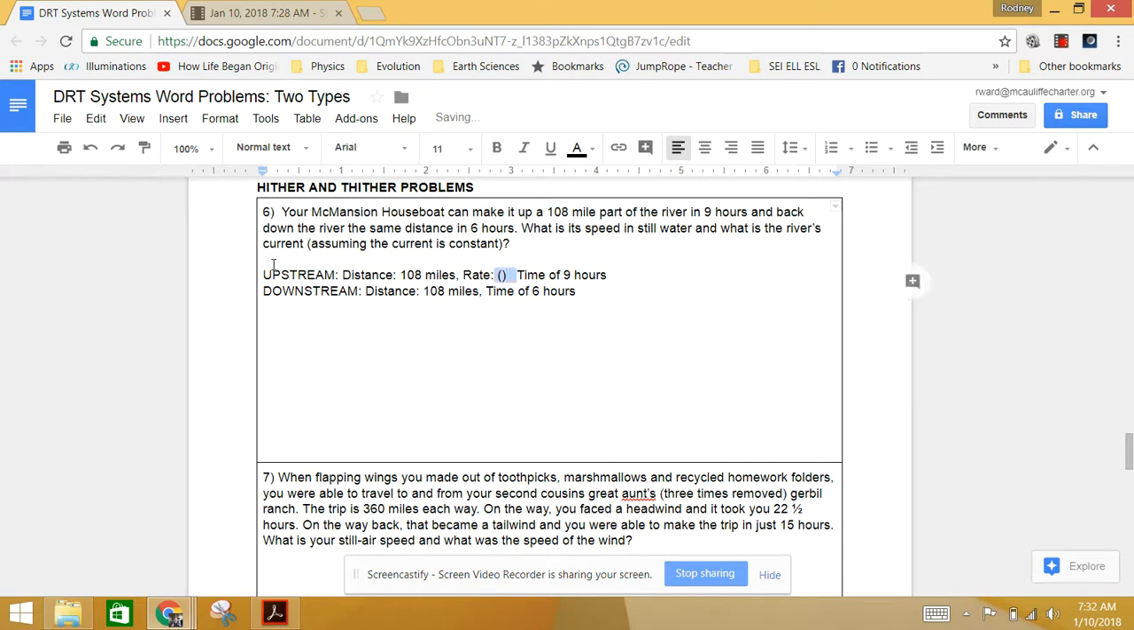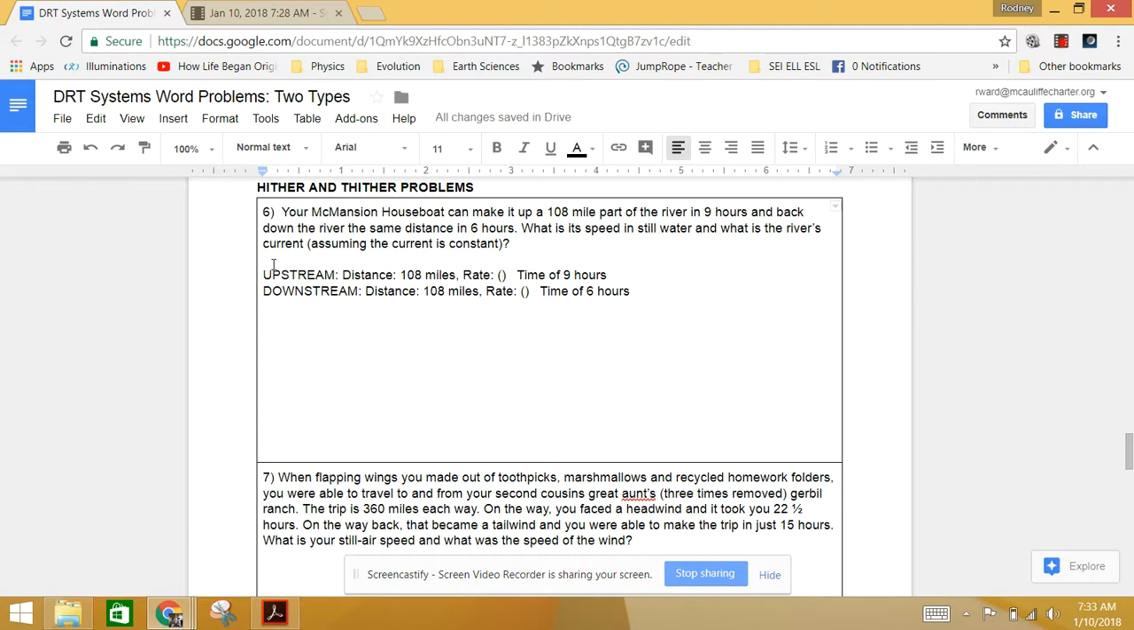Okay. Let me copy this in here. So this is going to be a little piece of information. You could easily do this as a table as well. This could be set up that way, but because of time efficiency with word problems and typing in Google Docs, I'm doing it this way. So we have a rate going upstream. We want to know our speed in still water. We also want to know our river's current. So those are the two missing pieces of information.